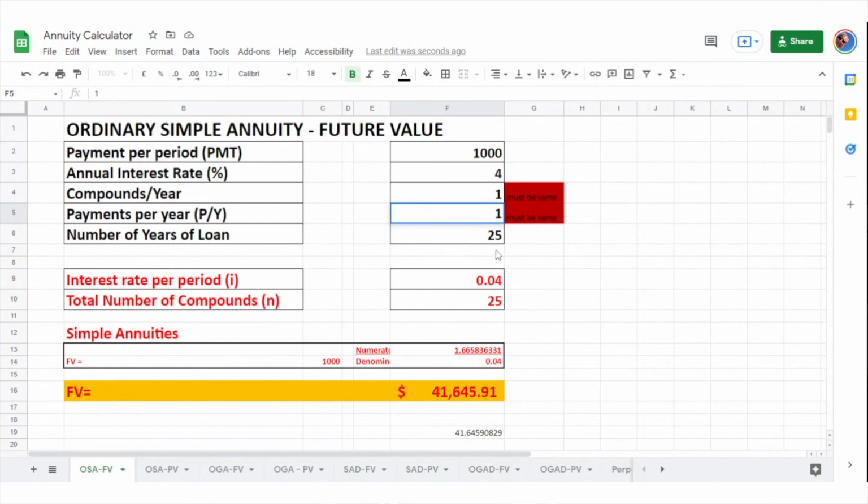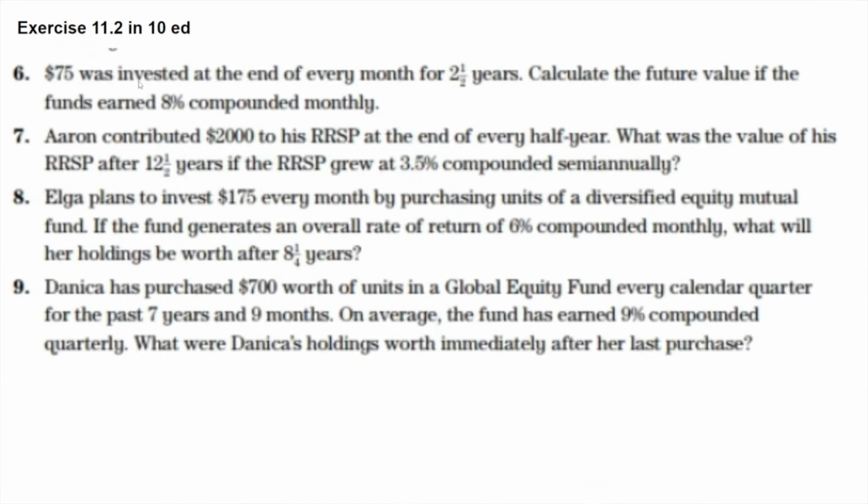So this then generates, in the red, the interest rate per period, which is 0.04. It basically takes 4% and turns it into a decimal. Number of compounds, 25 years, one per year, is 25. The future value then is 1,000 times the numerator, the big calculation there, divided by I, and it'll come to 41,645.91.